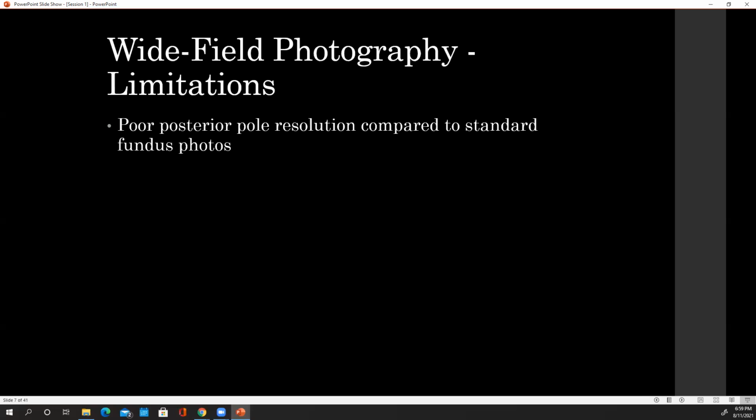It's for the posterior pole, because that's all the cameras can get, the posterior pole, which is the macula. It has poor resolution precisely because it doesn't have all of the wavelengths of light that it's using. Does that make sense? Yes.